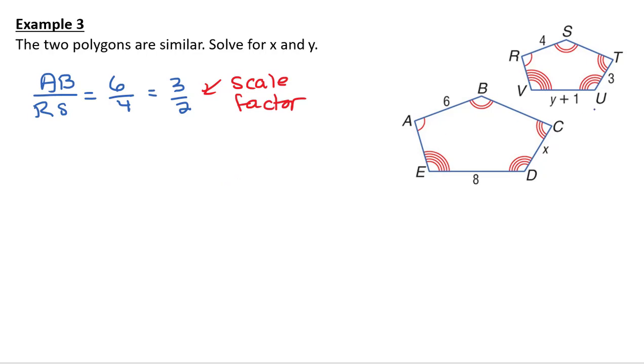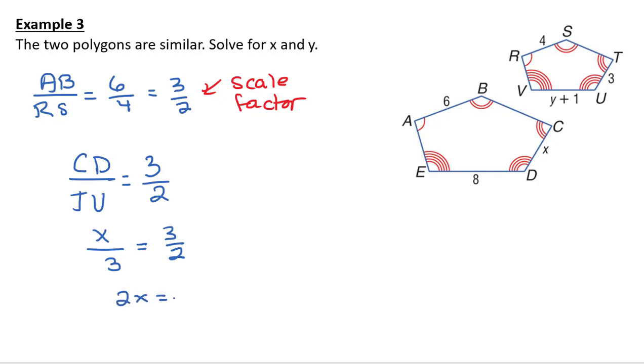So now I start looking. Okay, I have side CD. The corresponding side in the other polygon is TU. That is equal to my scale factor, 3/2. CD is X. TU is 3. So now I cross multiply. This is why we did cross multiplying in the last lesson.